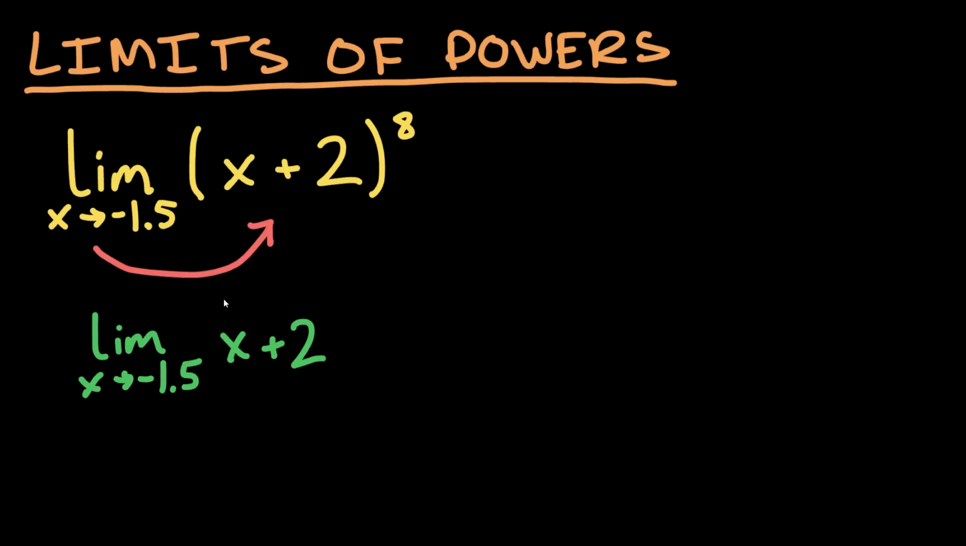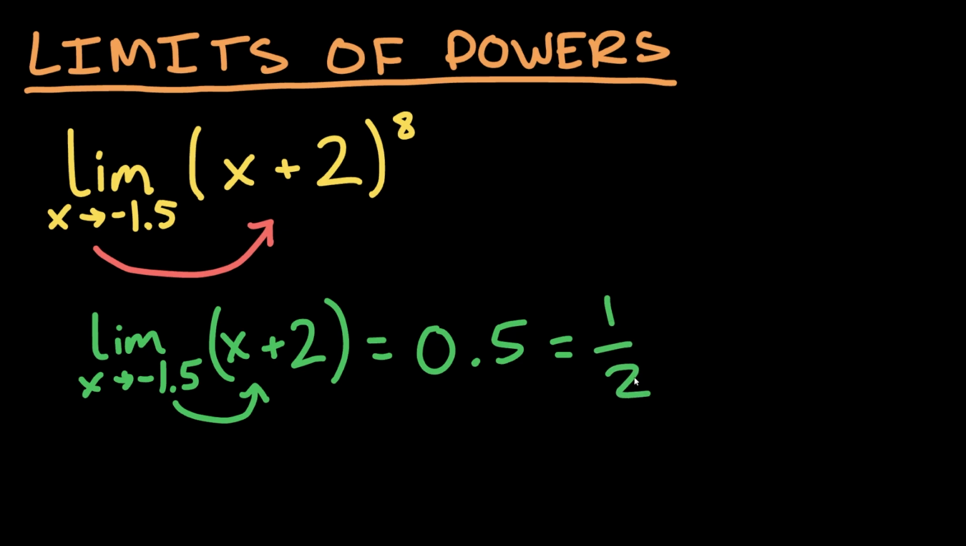How come? Well, instead of multiplying this out 8 times, first we can find the limit of this function right here. Now, this limit is much easier for us to solve. So as x approaches negative 1.5 of this function, what do we get? Well, we can just plug in negative 1.5 for x and we get 0.5. Or if you wanted to express it as a fraction, 1/2. But either way will work perfectly fine.